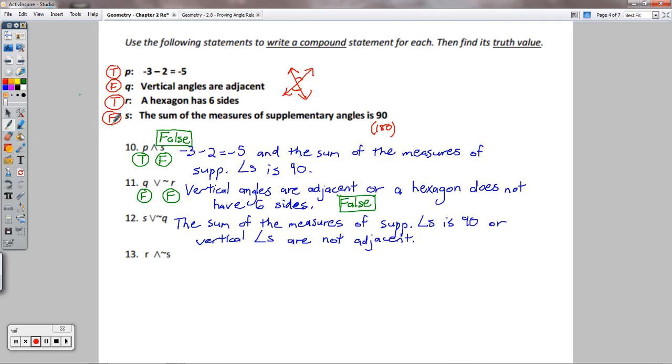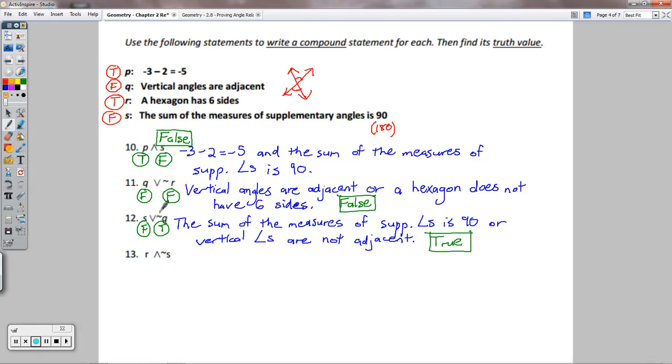And so considering the truth values of S and not Q, S would be false. Not Q, since Q is false, not Q would be true. With disjunctions like this, you only have to have one being true for the whole statement to be true. So this one, we finally got our first true compound statement.